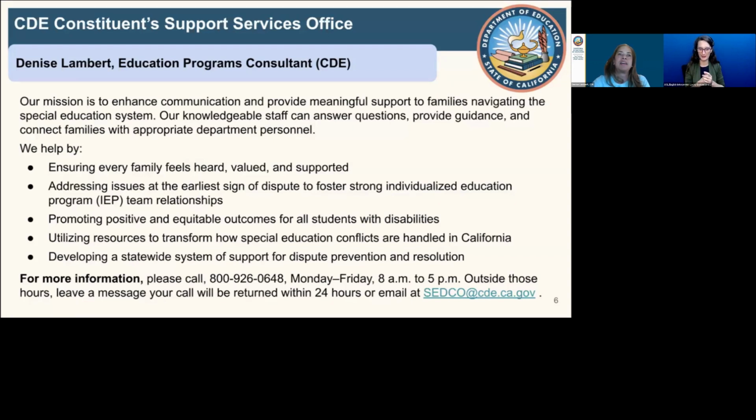I'd like to begin by introducing the Constituent Services Office within the Special Education Division at the California Department of Education. Our mission is simple but powerful, and it's to enhance communication and provide meaningful support to families navigating the special education system. We know that navigating special education can be overwhelming for families. That's why our office is focused on ensuring every family feels heard, valued, and supported throughout the process. Our staff is trained to provide accurate information and clear guidance.